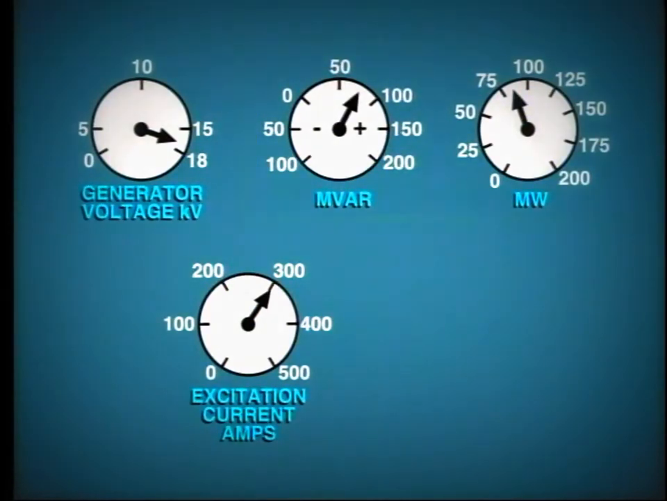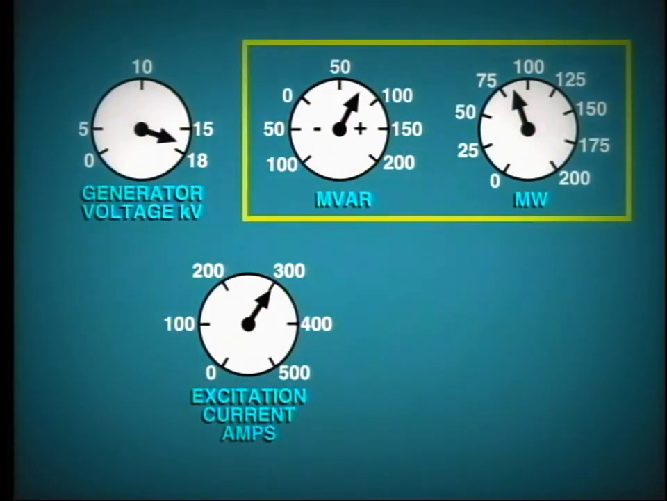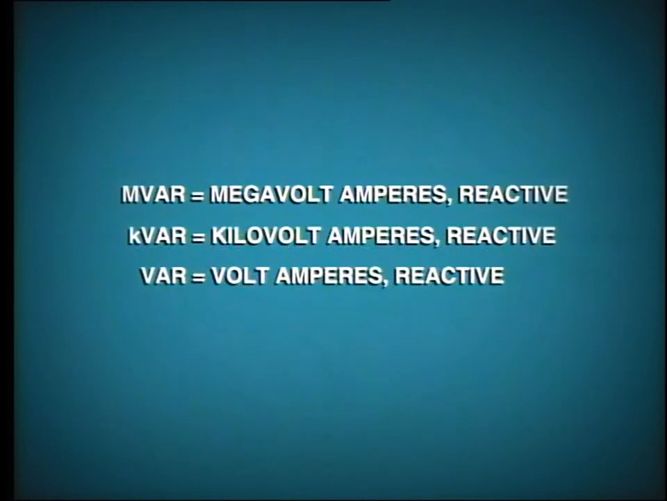On most units, the megavar output of the generator is indicated right alongside the megawatt output. The term megavars stands for megavolt amperes reactive, which is actually the unit of measurement for reactive power. But what is this reactive power?